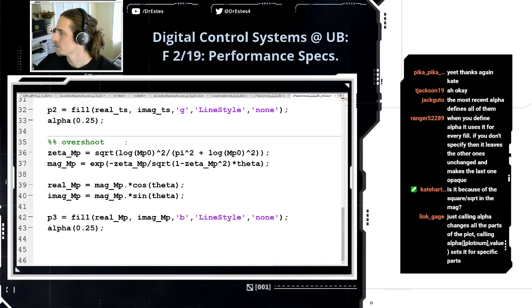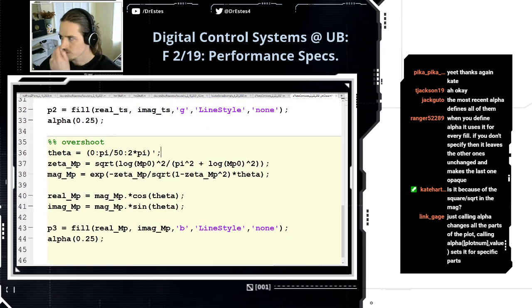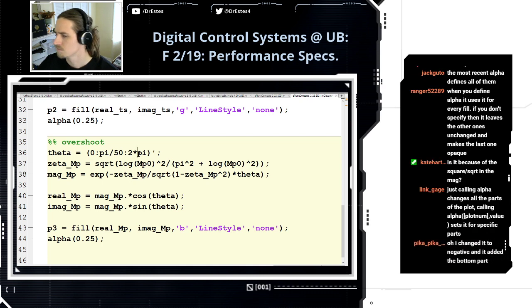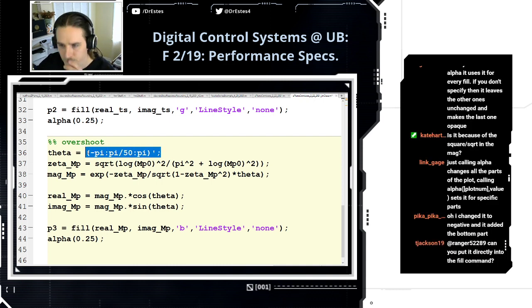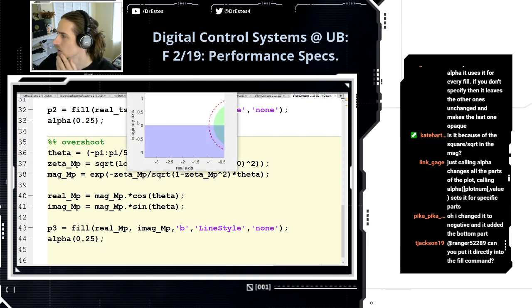What if I come down here? What I want to do is I just want to go, wait, let's try this first. This is the same like range. So I'm just redefining theta right here. It's not what I wanted.